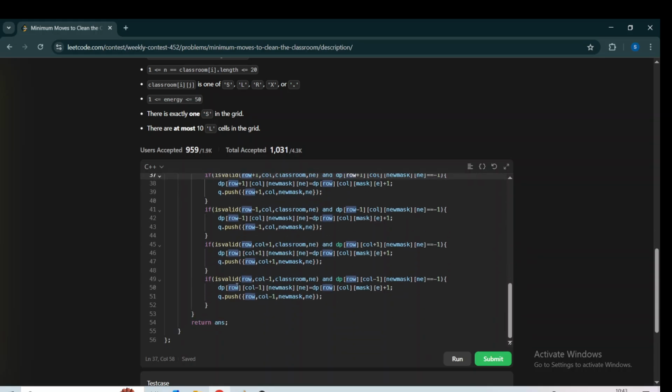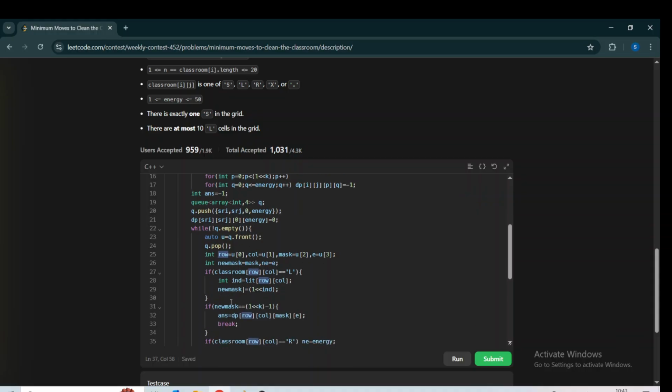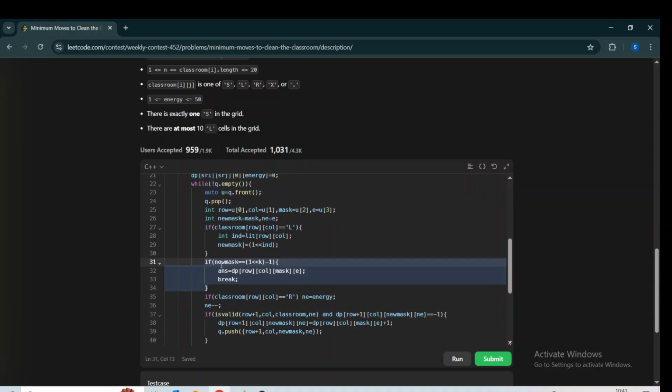And we initialize answer as minus 1. So if we never reach the state where new mask is 2 to the power k minus 1, we just return minus 1. I hope you understood my solution.